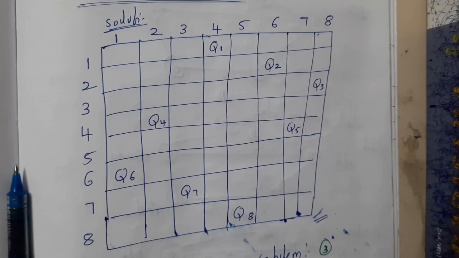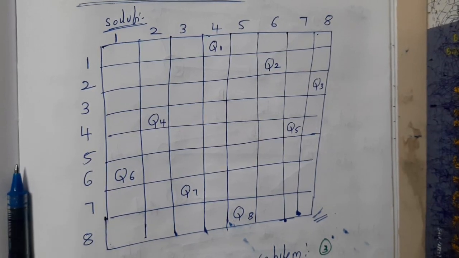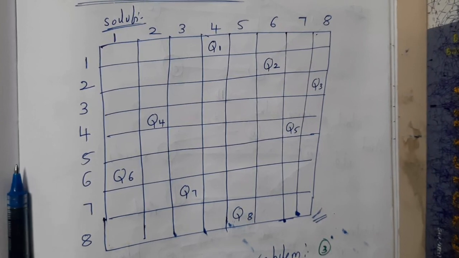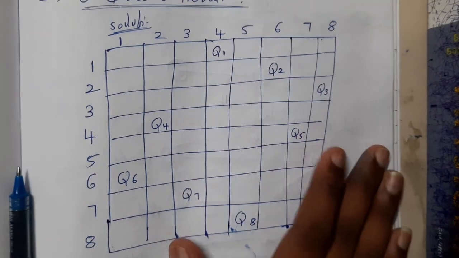I hope everyone got a clear idea on this n queen problem, and sorry that I didn't explain the algorithm in a perfect way. I discussed with you the state space tree and the 4 queen and 8 queen problems.